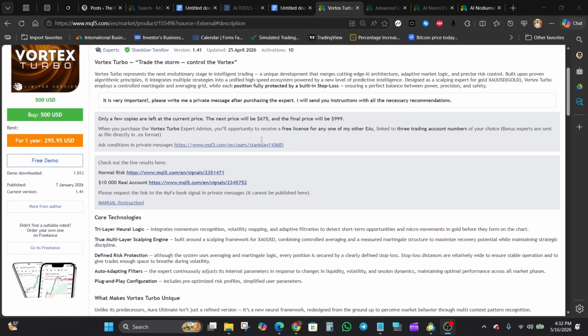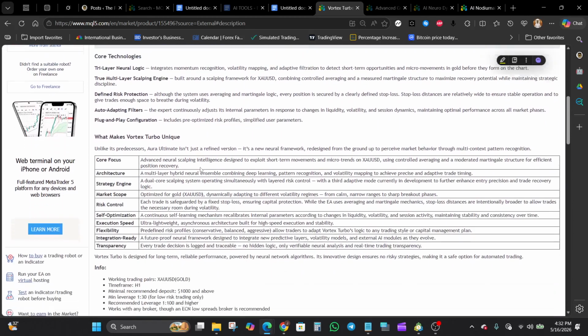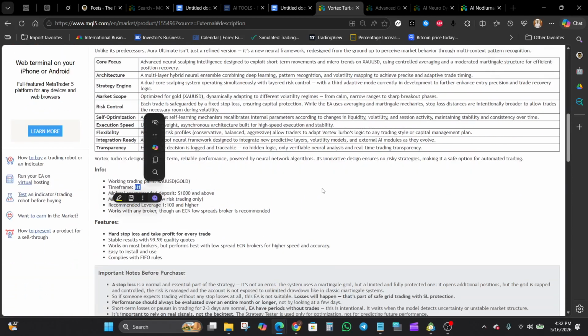Now, one thing the developer makes very clear from the beginning is that this EA is specifically designed for XAUUSD. All right, that's gold. So it's a gold focused trading system rather than a multi-pair setup. The recommended time frame listed here is H1. And the developer also recommends a minimum deposit of around $1,000 for more moderate risk conditions.